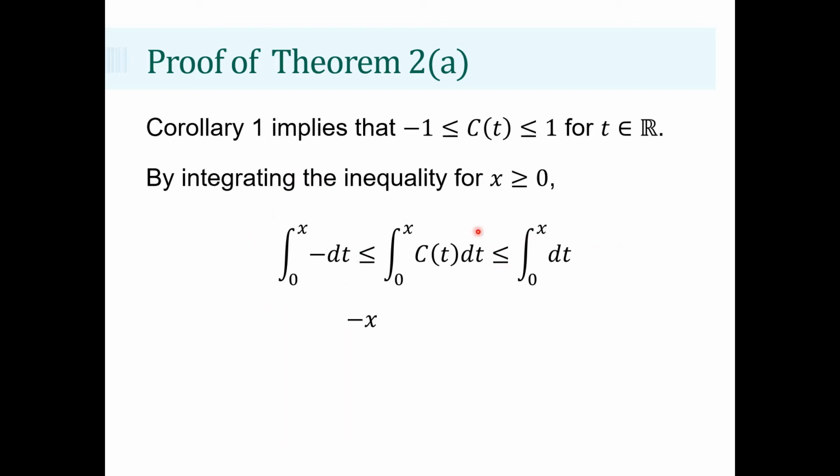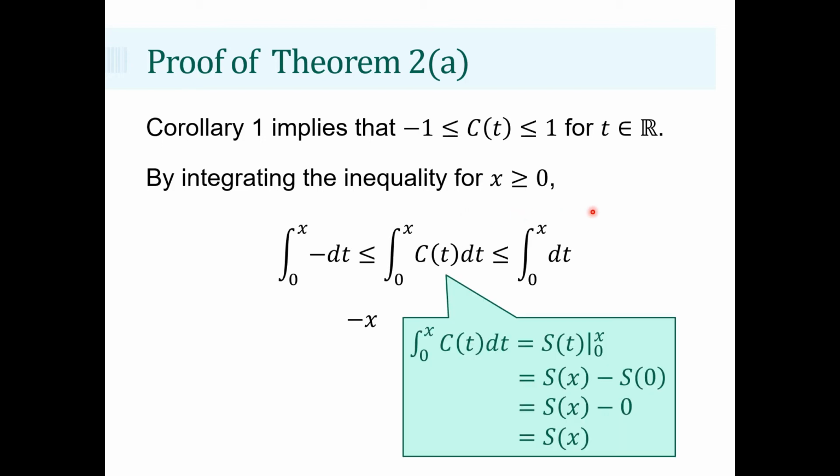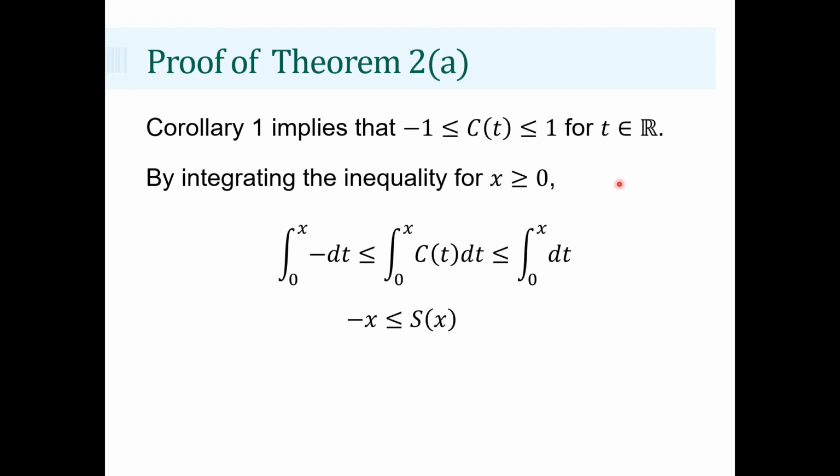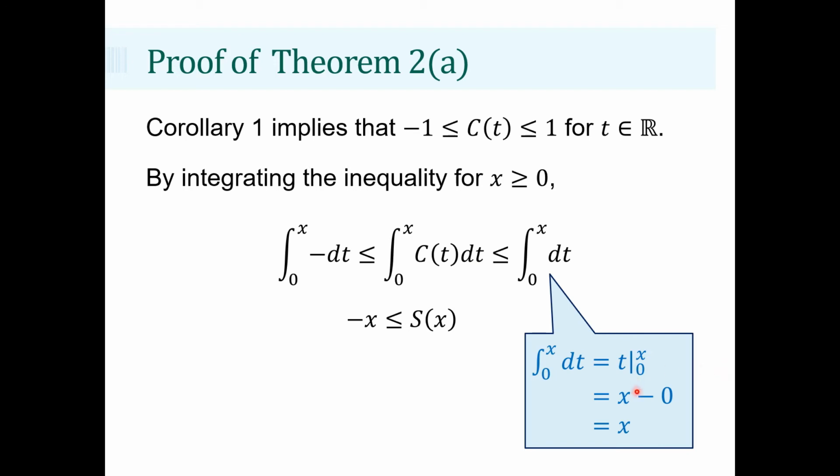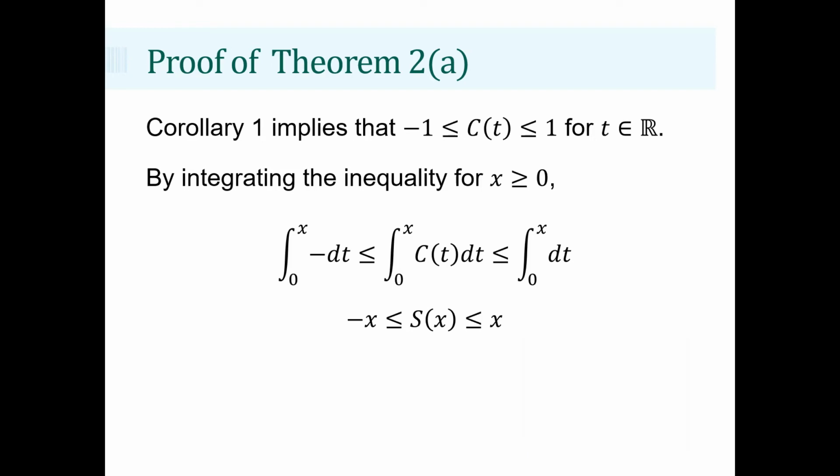How about the second one? Anong integral nito? The integral of cosine t dt is equal to sine of t evaluated from 0 to x, or that is just S of x minus S of 0. Ano ba yung S of 0 natin? Di ba 0 lang yun? Kaya S of x siya. And finally, ano naman yung integral nito? That is just equal to x minus 0 or that is x. And therefore, napalabas na natin yung gusto natin for Theorem 2a.